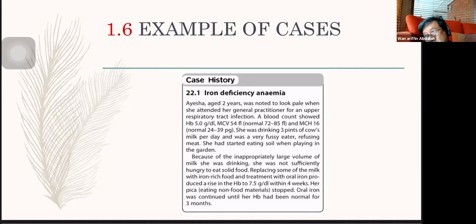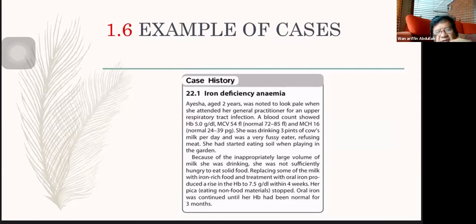It has to be continued for at least 2 months for the stores. So you have to give it for about 3 months: 1 month for the hemoglobin to come up to normal, and then another 6 to 8 weeks for the stores to come back. Hemoglobin will increase by 1 gram per deciliter every 2 weeks. So after 6 weeks, it comes up by 3. If your hemoglobin is nearly 7, it'll come to 10 after about 6 weeks. Then you need another 6 weeks to restore the iron storage. So it's not sometime, it is all the time. That's why the recommendation is 3 months.